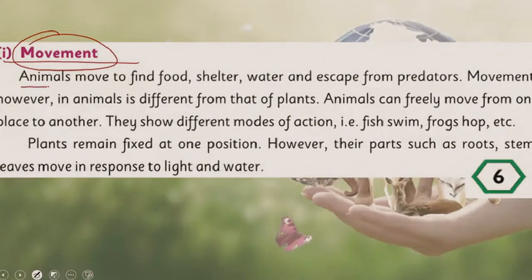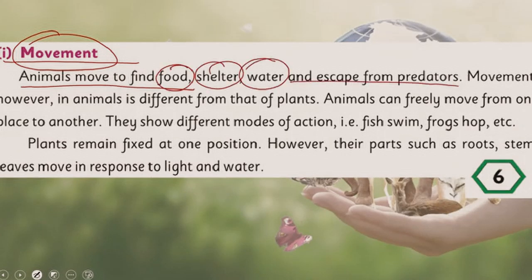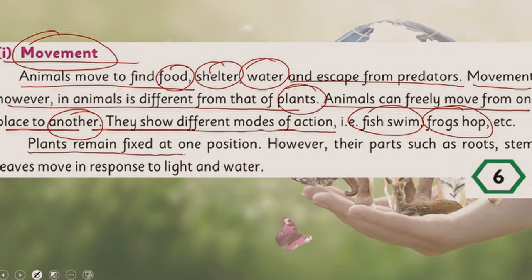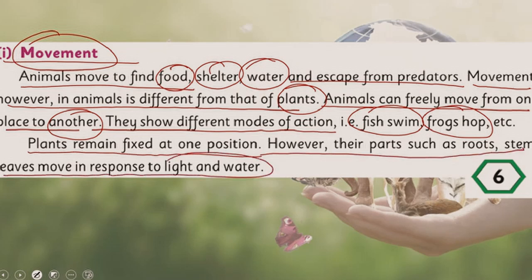Movement. Animals move to find food, shelter, water, and escape from predators. Movement, however, in animals is different from that of plants. Animals can freely move from one place to another. They show different modes of action. Fish swim, frogs hop, some jump, some run, some walk. So these are the different movements in animals. Plants remain fixed at one position. However, their parts such as roots, stem, leaves move in response to light and water.